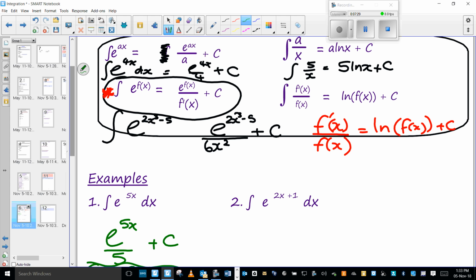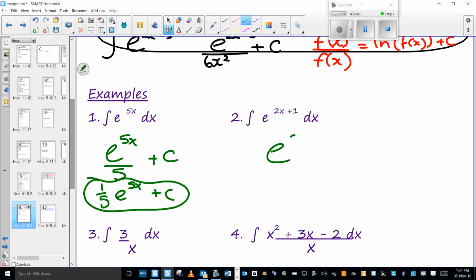See how this is e to some kind of expression? Yeah, so 2x plus 1. So it's e to the 2x plus 1. So our answer is e to the 2x plus 1 over what? X. Because that is the derivative of 2x plus 1. Yeah, light bulbs going on? Yes.